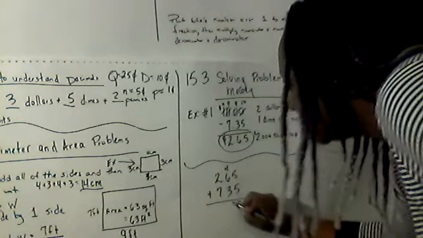Put my 0. Regroup my 1. Notice that I keep my decimals lined up at all times. And then I have 7 plus 2, which is 9, plus 1. And we're back to $10.